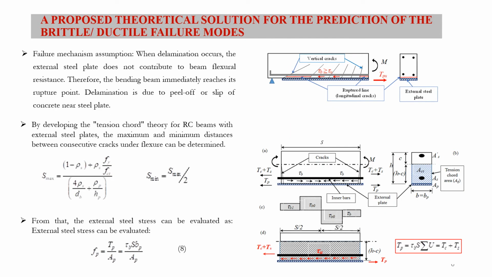Our assumption is, when delamination occurs, the external steel plate does not contribute to beam flexural resistance. Therefore, delamination is due to peel off or slip off of concrete near the steel plate. By developing the tension chord theory for RC beams with external steel plates, the maximum and minimum distances between consecutive cracks under flexure can be determined as below.